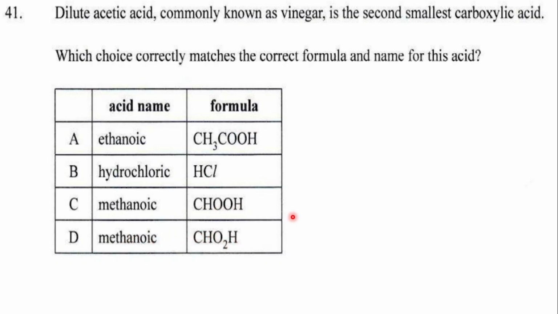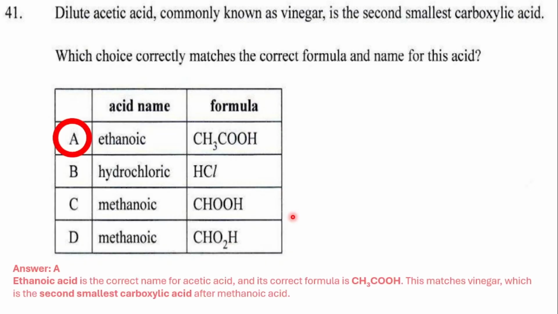Well, the correct answer is definitely going to be A, ethanoic acid, because ethanoic acid is the correct name for acetic acid. And its correct formula is what is given in the table, CH3COOH. This matches vinegar, which is the second smallest carboxylic acid after methanoic acid. So the correct answer is definitely going to be A, ethanoic acid.